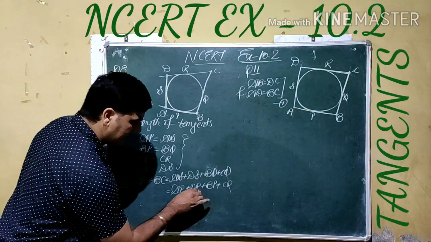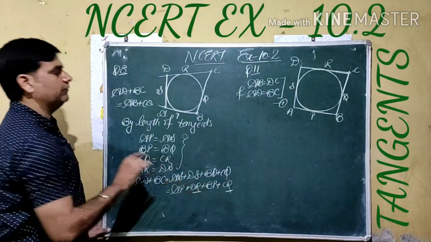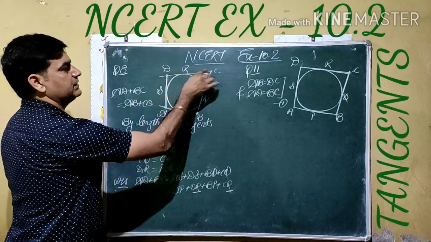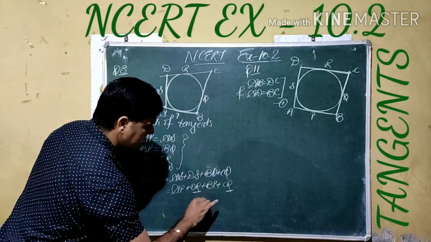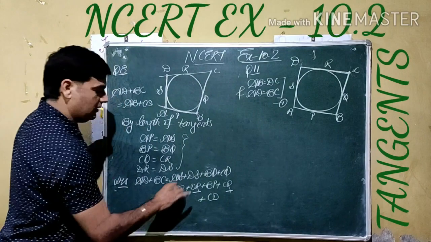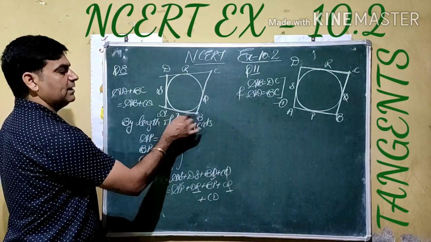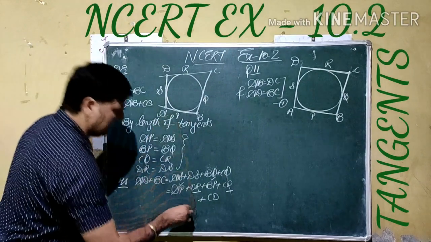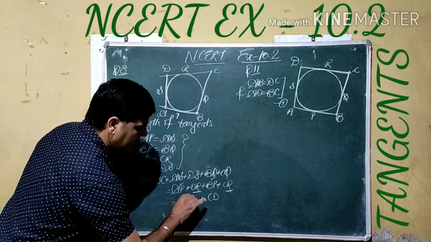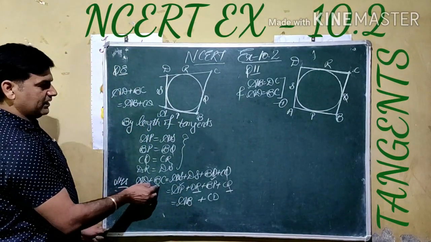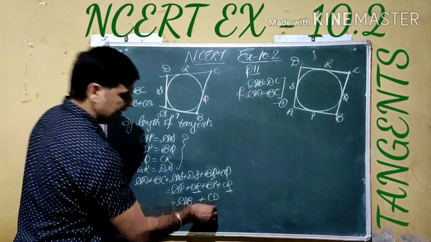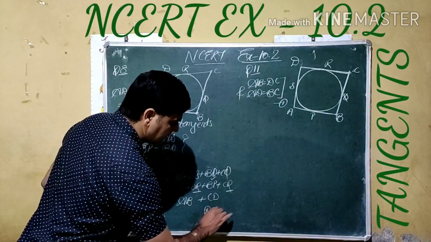Now we have to make the pairs. DR plus CR from the figure becomes CD. Now the other pair is left, AP plus BP, which becomes full AB. It means what we prove here? AD plus BC is equal to AB plus CD. This is our right hand side of the result.